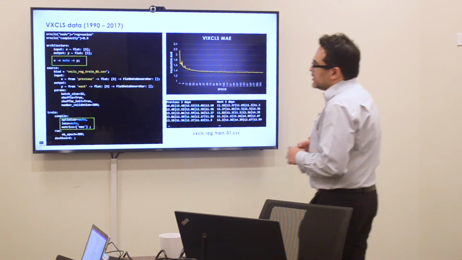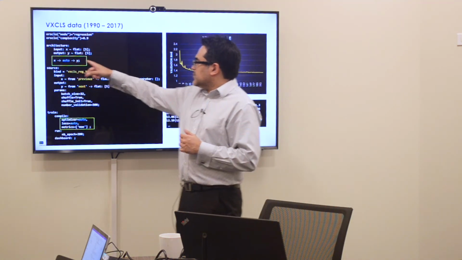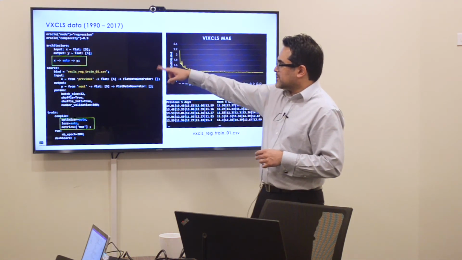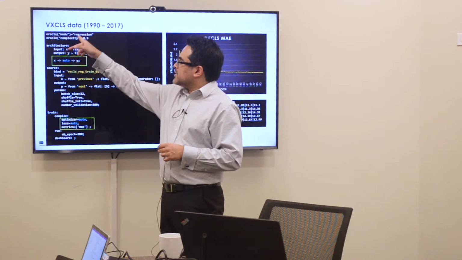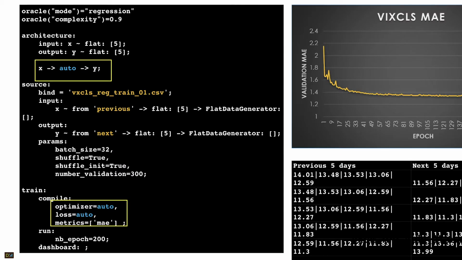So basically you've got X to auto to Y. Nothing's different. The only thing you'll notice is that I'm setting it to regression and complexity. So what does complexity mean? Complexity is a measure of algorithmic complexity. You can either choose very simple algorithms or very complex algorithms. There are some other tweaks you can make to the model. Yeah, I'll talk about that later.